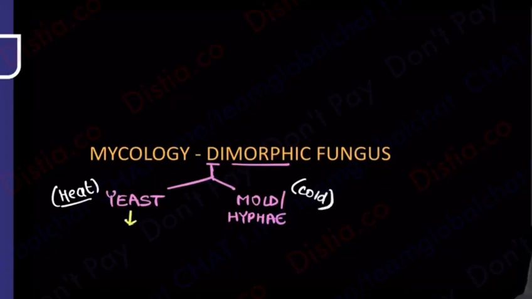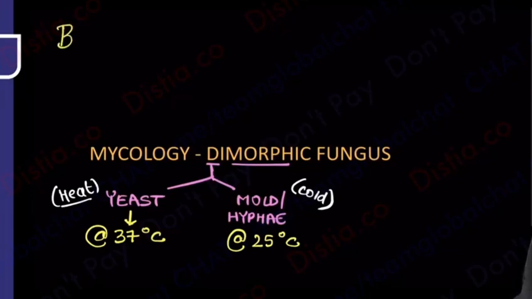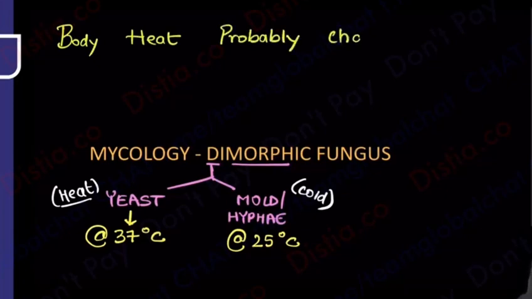Having said that, the yeast form is something you will see at a higher temperature of 37 degrees, and mold is going to be something that you will see at a slightly lower, colder temperature, that is 25 degrees. And what are the organisms that come into it? I hope you remember the very famous mnemonic. Because you talk so much about heat and cold over here, body heat probably changes shape, and time and again I am going to come back to this mnemonic. What is it about B? So let's start right away. Rather than writing everything again, we are going to start one by one.